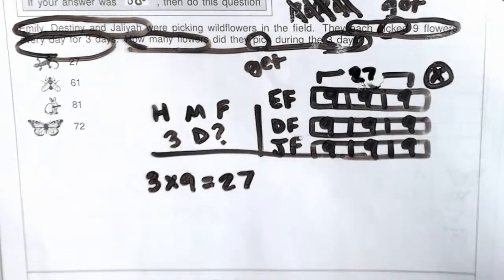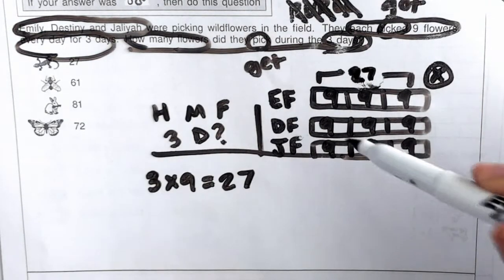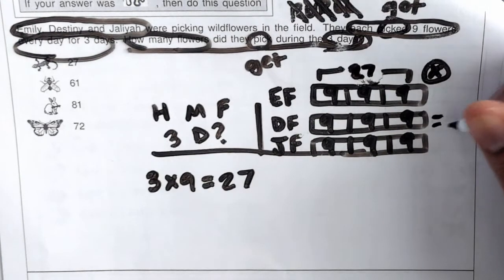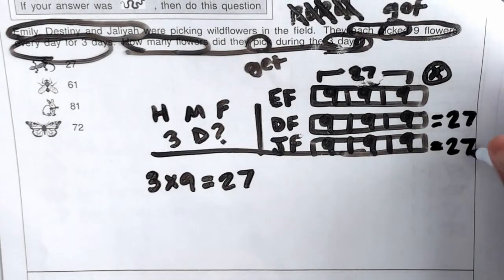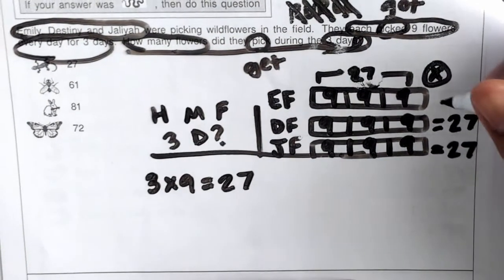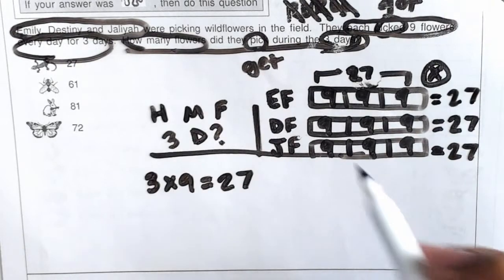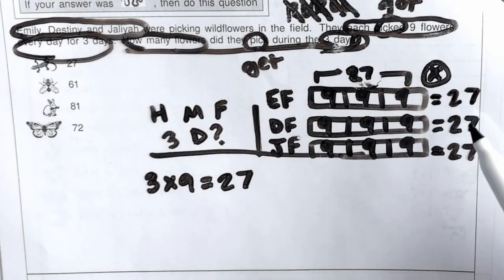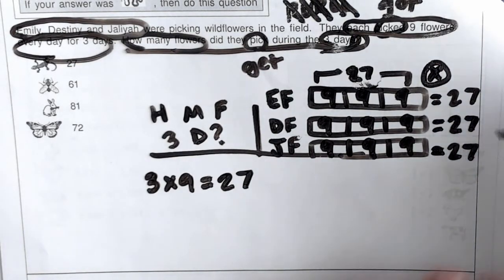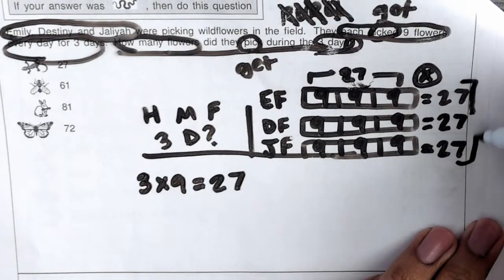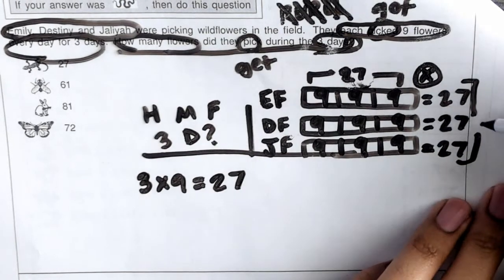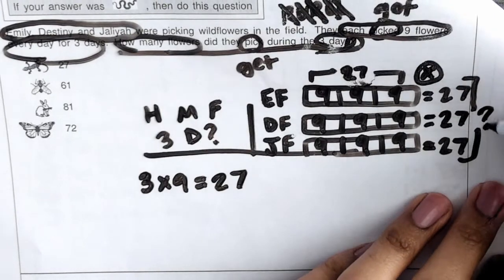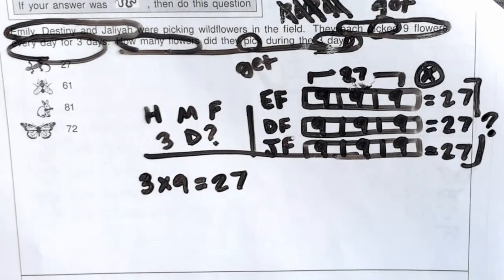If Emily has 27 flowers, then Destiny also has 27 flowers. And Jalea also has 27 flowers because their pictures look exactly the same. So, now that I know that Emily picked 27 flowers, and so did Destiny, and so did Jalea, what I have to do is put all of these 27s together. So we can multiply since we see the same number again and again and again, or we can just add them all up until we find how many they all received in total.